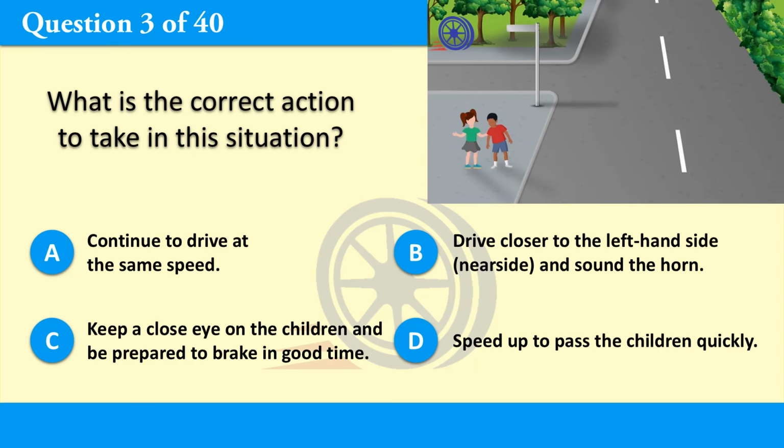What is the correct action to take in this situation? A. Continue to drive at the same speed. B. Drive closer to the left-hand side, near side, and sound the horn. C. Keep a close eye on the children and be prepared to brake in good time. D. Speed up to pass the children quickly.